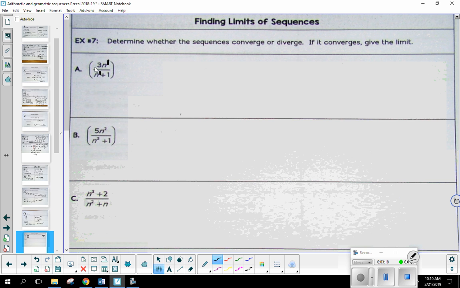The degrees are the same. So that tells me I would do what? We would just divide the leading coefficients. So 3 divided by 1, this would have a horizontal asymptote. So as far as our limit statement, we could go ahead and say the limit as n approaches infinity of 3n over n plus 1 is 3.